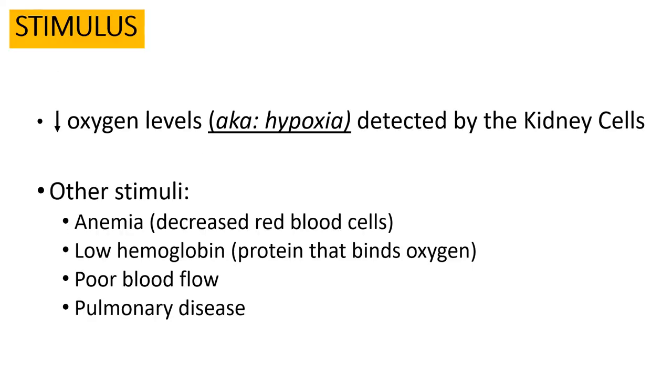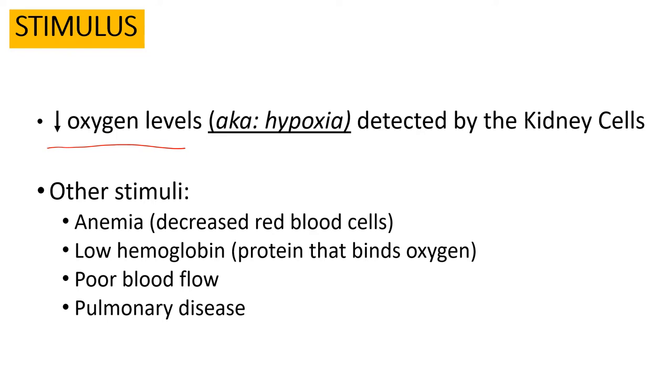Now, what are the stimuli? The main stimulus here is low oxygen levels. Low oxygen is also referred to as hypoxia. And the cells that detect that are actually coming from the kidney, believe it or not. So as the low oxygen levels of blood pass through the kidney, the kidney says, oh, okay, I'm detecting low oxygen levels in the blood. I'm going to go ahead and make erythropoietin. So the kidney cells pick up the low oxygen levels and respond accordingly.